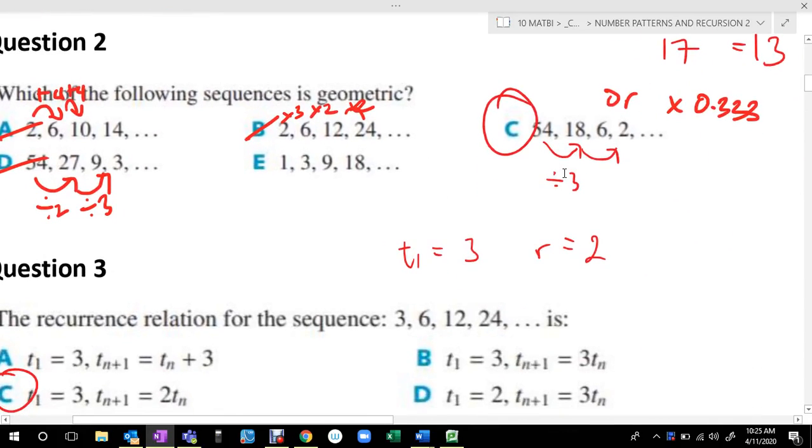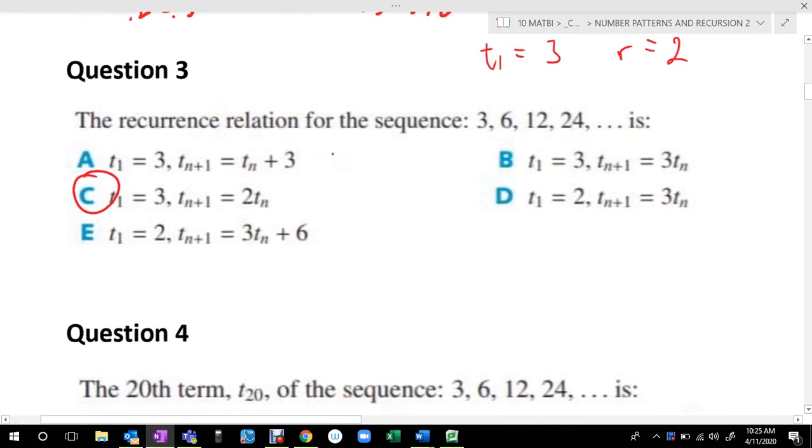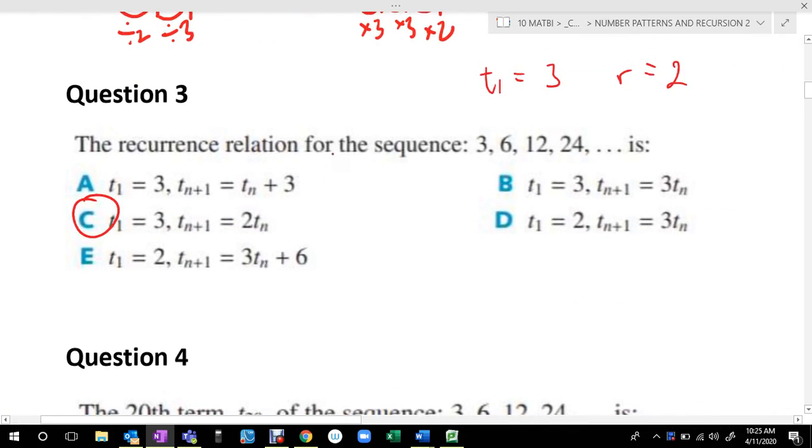It cannot be E because 1 to 3 is plus 2, or you could say times 3. Okay, 3 to 9 is also times 3, but then 9 to 18 is times 2. So it's not geometric. And it's not arithmetic because 1 to 3 is plus 2, 3 to 9 is plus 6. So it's not even the same number. So incorrect.